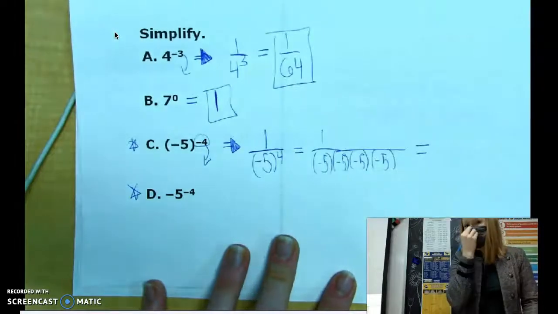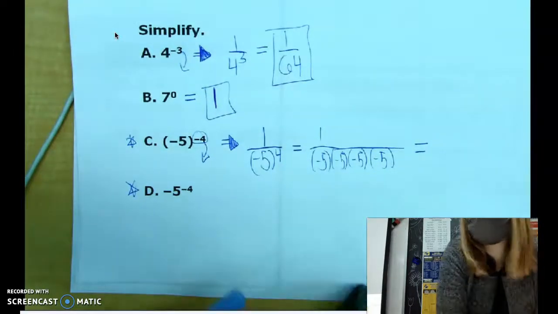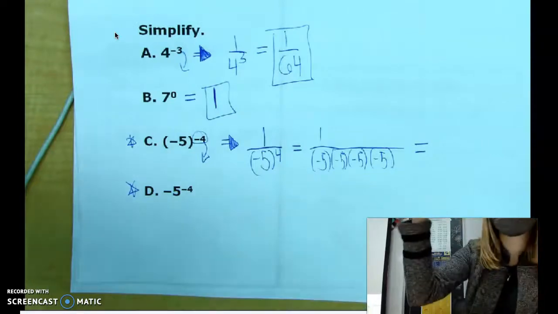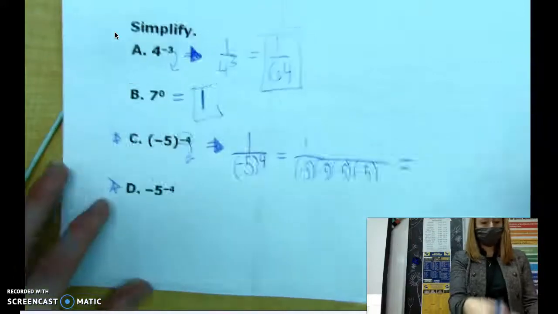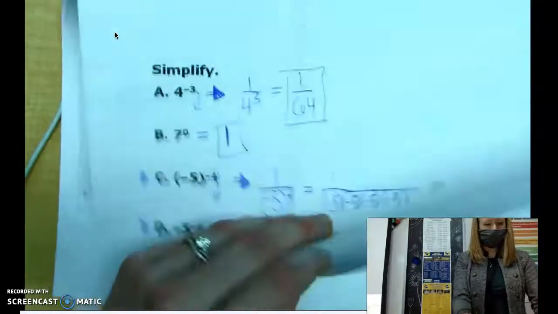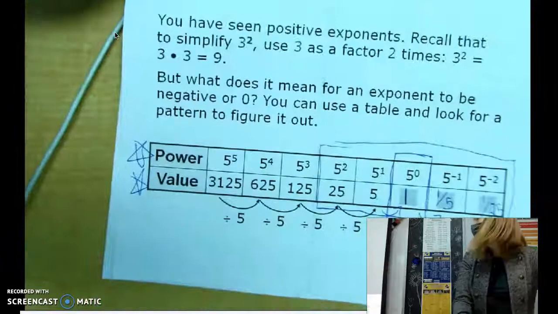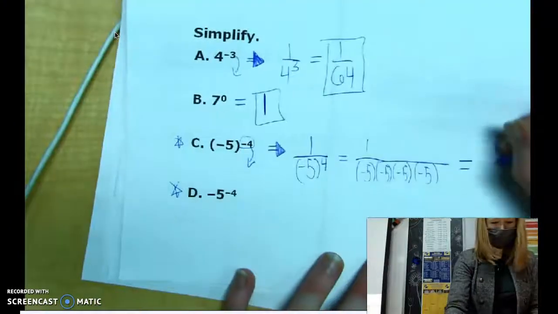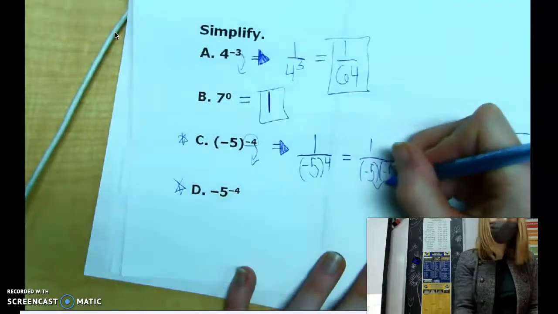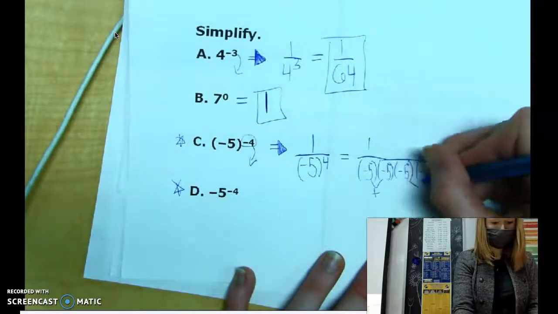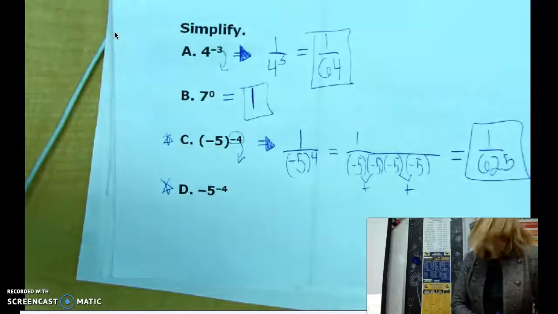Anybody know what negative 5 to the fourth power is? 5 times 5 is 25. 125. I'm going to cheat. It's actually, remember, it's somewhere back here. 5 to the fourth power is 625. And it should become positive, right? Because negative times a negative becomes positive.